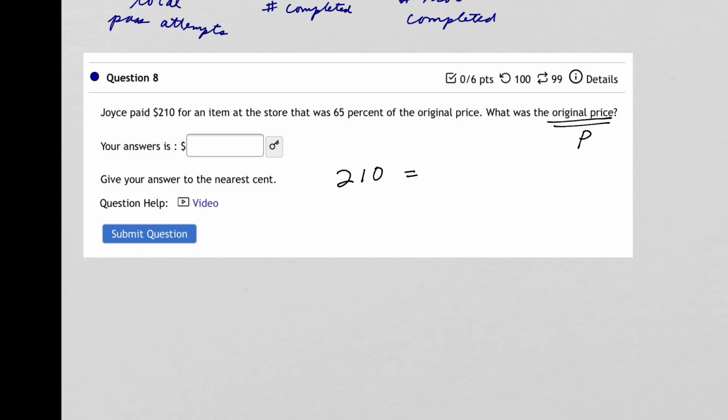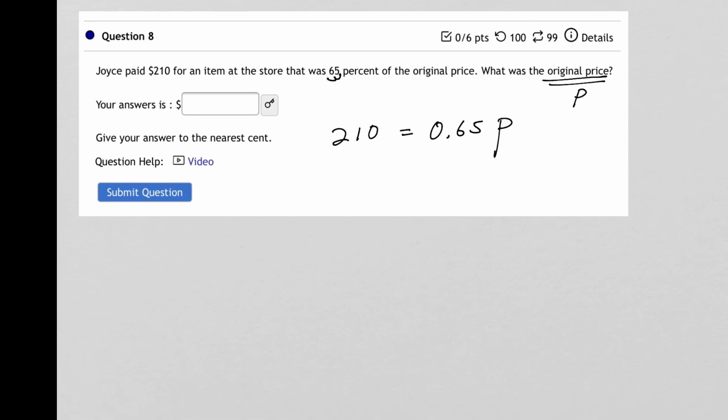Remember, of means multiplication. So 65% we could either write as a decimal or as a fraction, but typically we write it as a decimal. So that would be 0.65, right? I have to move it 2 places to the left. And then of means multiplication. And in this case, I'm multiplying by the original price, which we're calling P, right? That's what we're trying to find. So it looks like that's my equation.